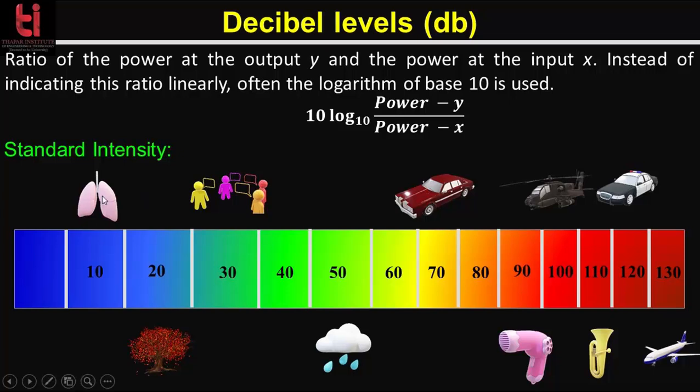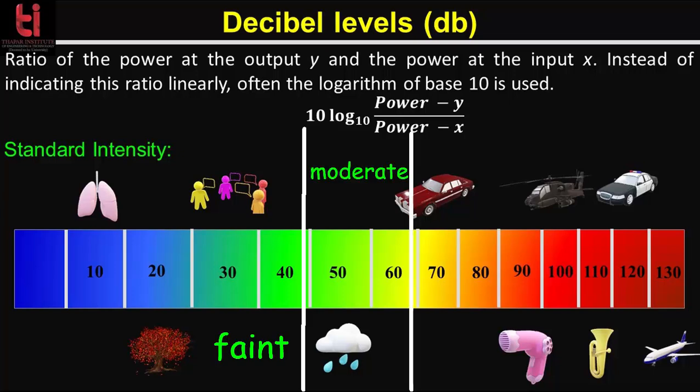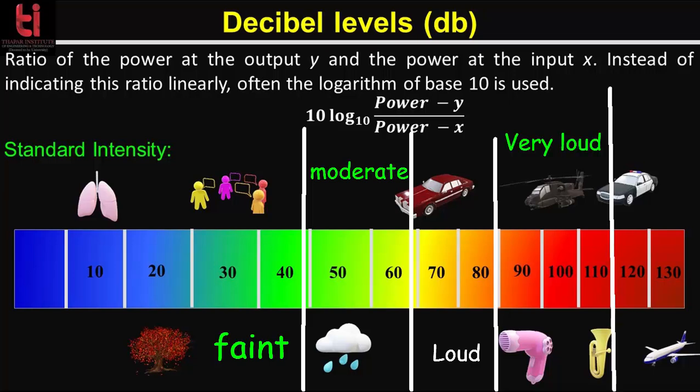For instance, normal breathing is around 10 decibel, quiet conversation maintaining the social distance is around 30 decibel, the sound of a car is around 70 decibel, a hair dryer is around 90 decibel, a helicopter is around 100 decibel, the siren of a police car is around 120 decibel, and the sound of a jet engine is around 130 decibel. So up to approximately 40 decibel it's faint sound, 40 to 60 decibel is moderate, 60 to 80 decibel is loud, 80 to 110 decibel is very loud, and approximately above 110 or 120 decibel is extremely loud and painful.